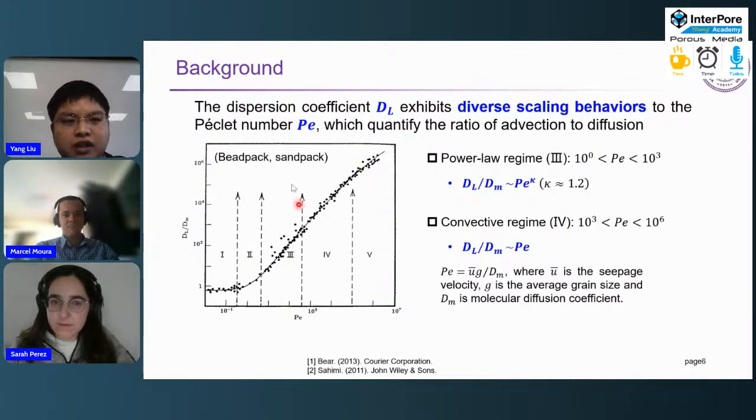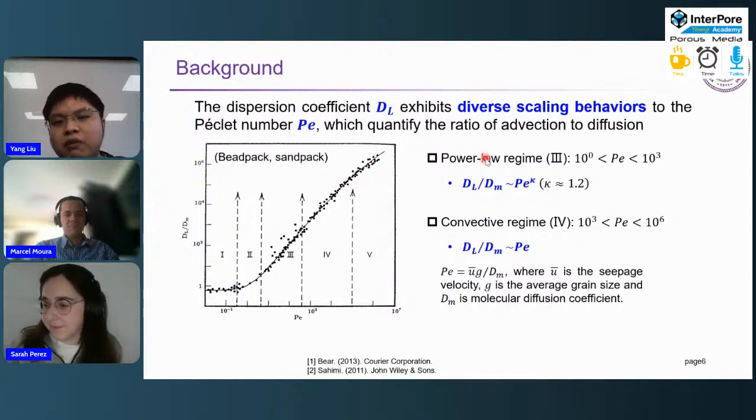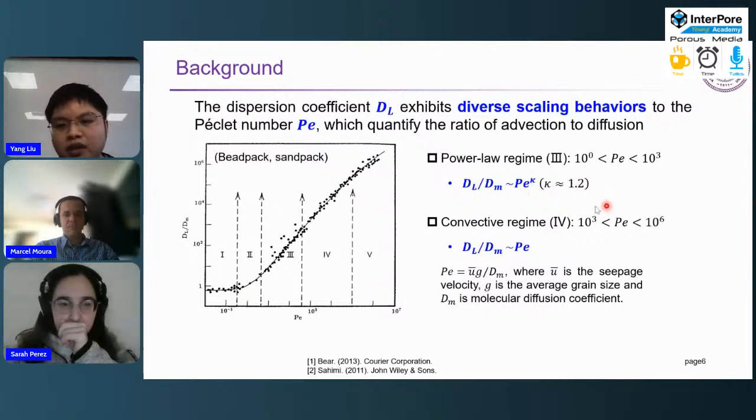As shown in the following figure, the dispersion coefficient exhibits diverse scaling behaviors with respect to the Peclet number. The Peclet number quantifies the ratio of advection to diffusion. Among these diverse scaling behaviors, there is a power law regime with Peclet number spanning from 1 to 1,000. The dispersion coefficient exhibits a superlinear power law scaling with respect to the Peclet number, and with further increase in Peclet number within the convective regime, the scaling transits to a linear form like this.